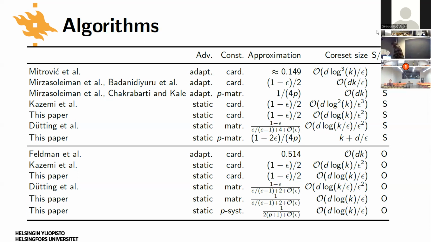All right. So I'm going to talk about two algorithms here. First, this static algorithm with p-matroid, and then the last one. You can think about p-matroids, and I'm going to talk about how they look. So let's start with the streaming algorithm.